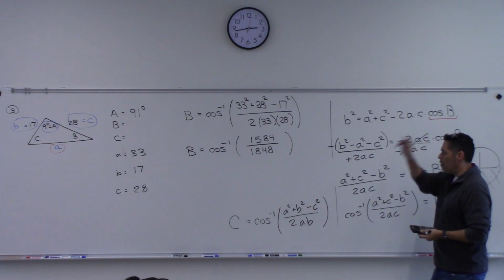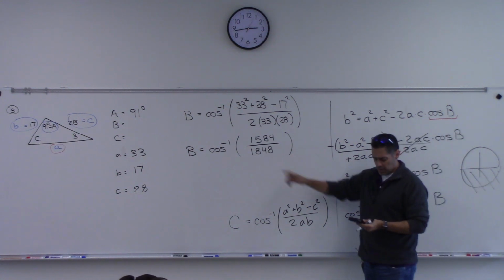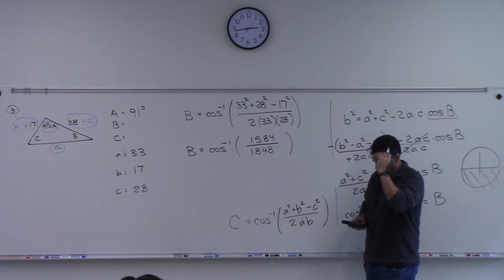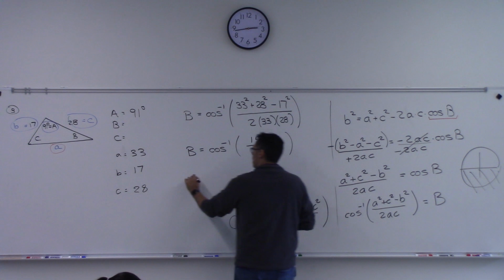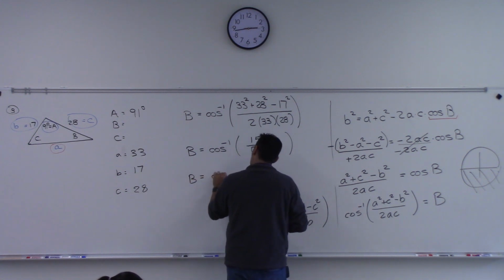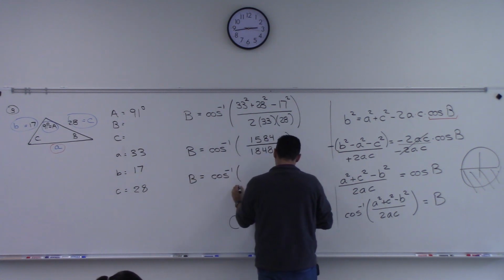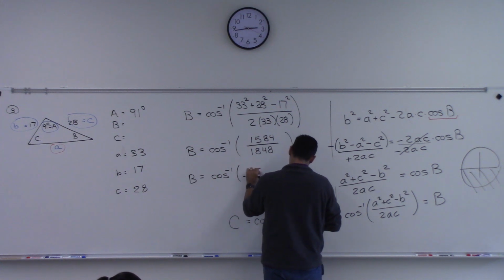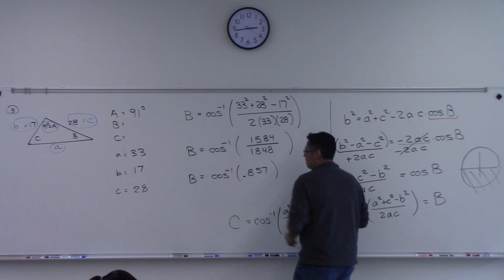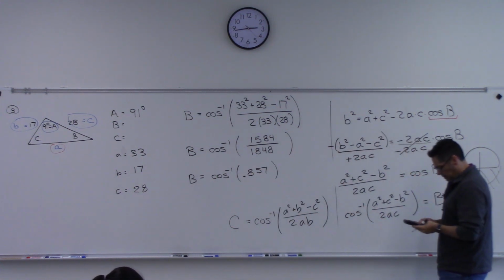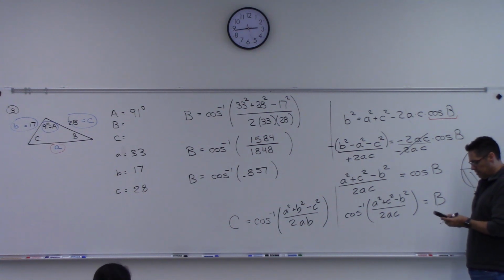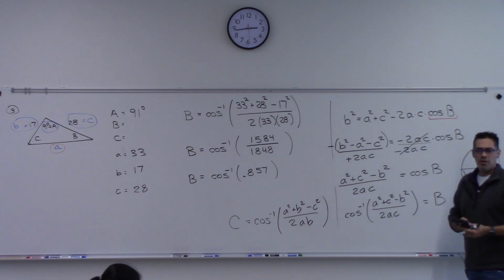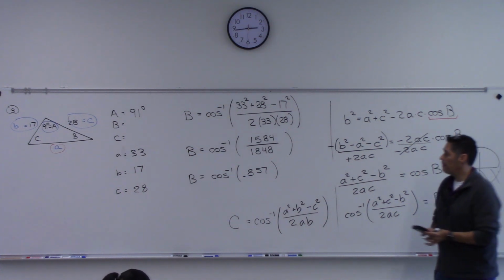Now I could figure out what this is as a decimal right now, right? I could take those two answers. So now I get B is cosine inverse of 0.8571. I'm just going to go with that. Now on my calculator, cosine inverse of that answer, about 31 degrees. Yes? Question?